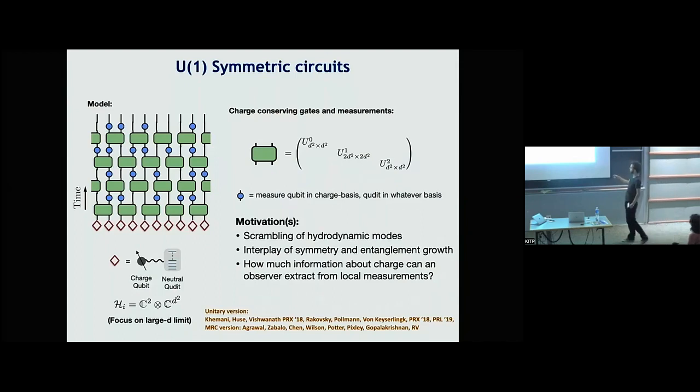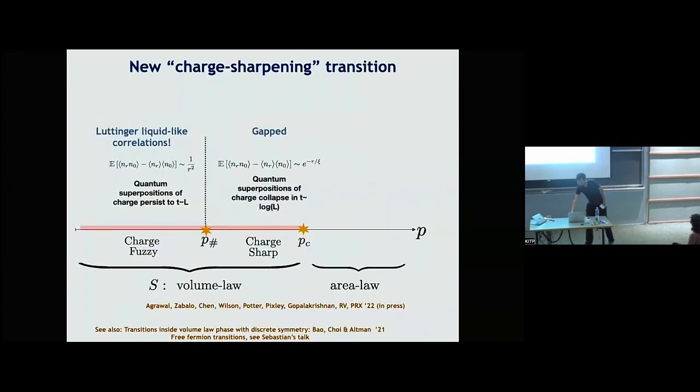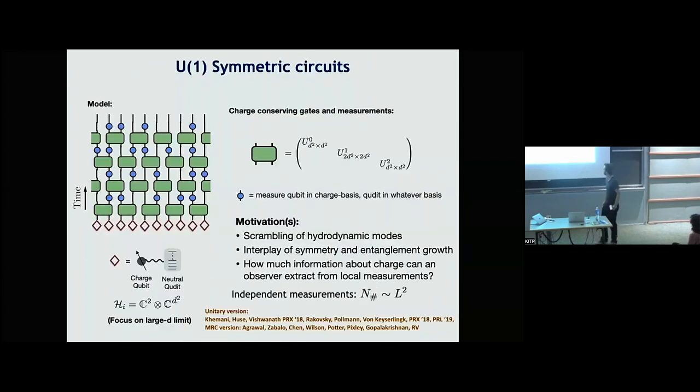And here specifically, I will ask about how much information about charge an observer can extract from making those local measurements. And if you think about it, at least in a simple way, it's pretty clear that measuring charge is very special. Okay, even if you have independent measurements, let's say you have very sparse measurements. Okay, so you assume they're uncorrelated.